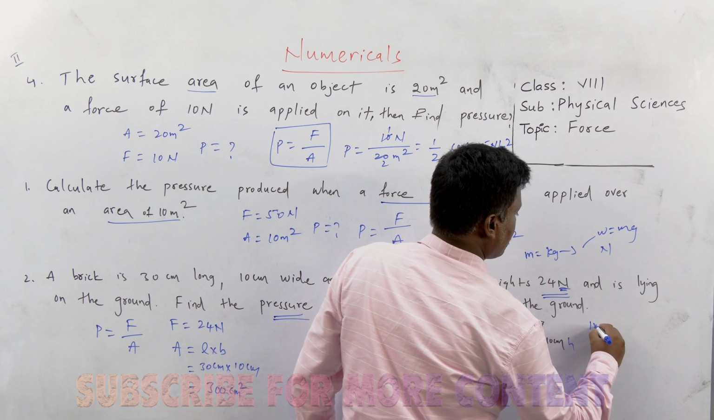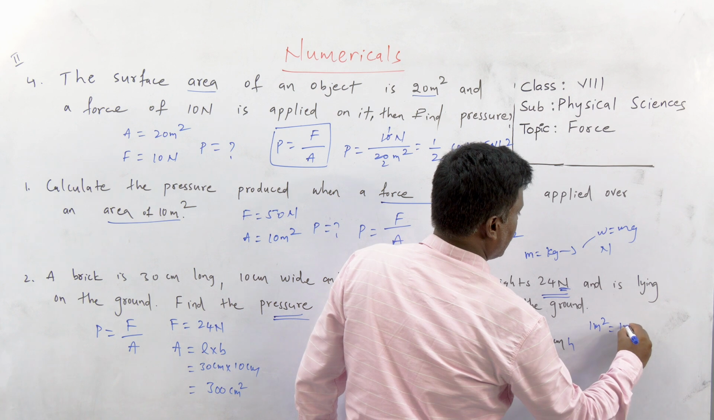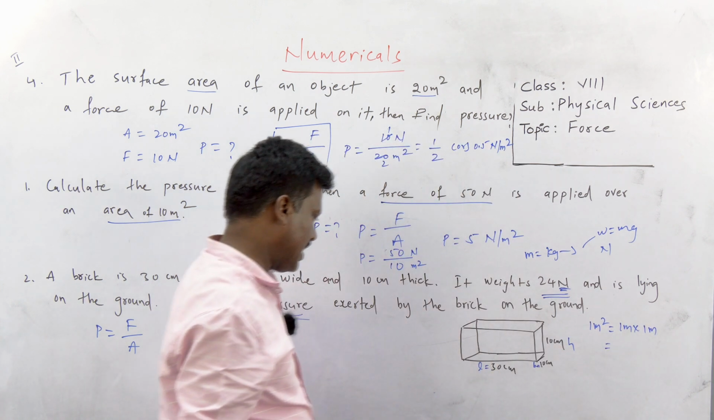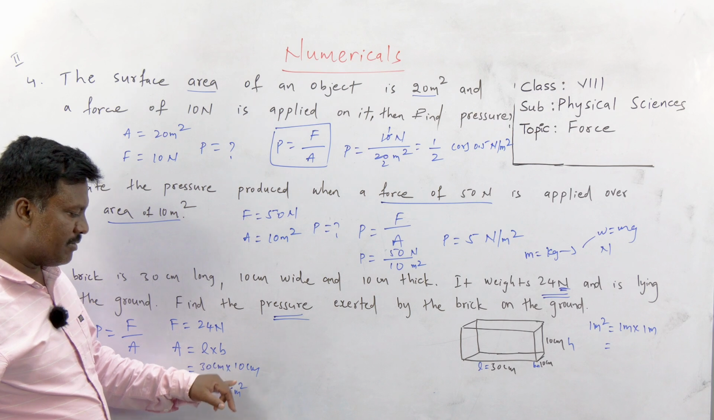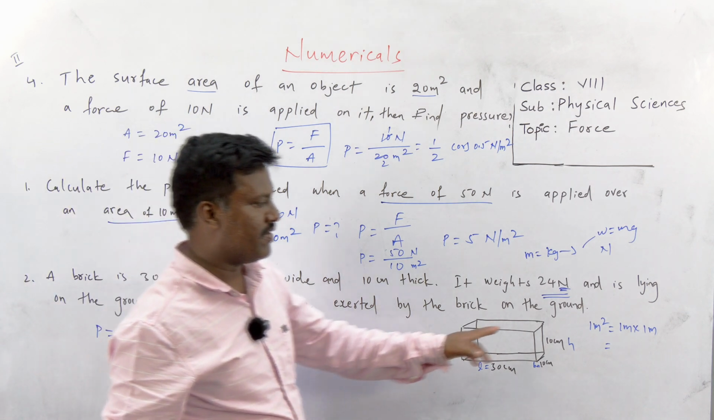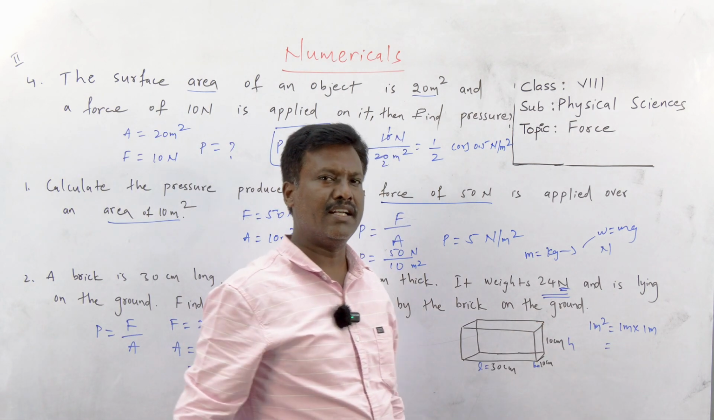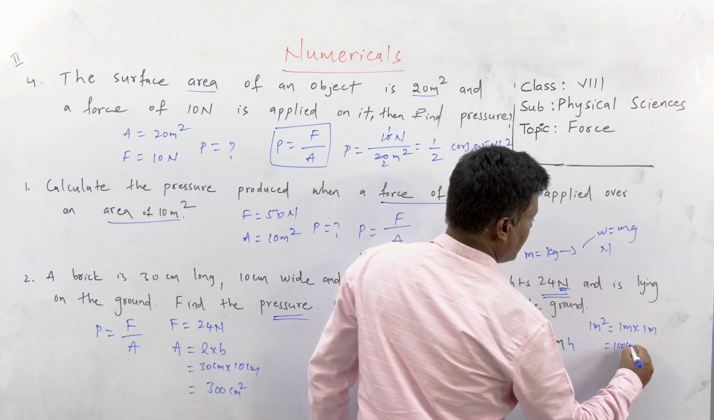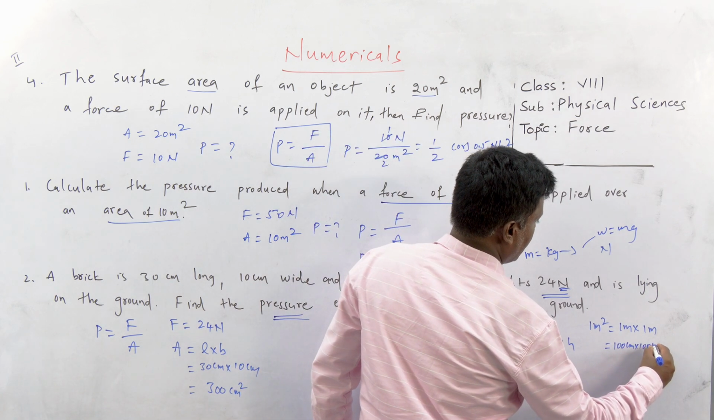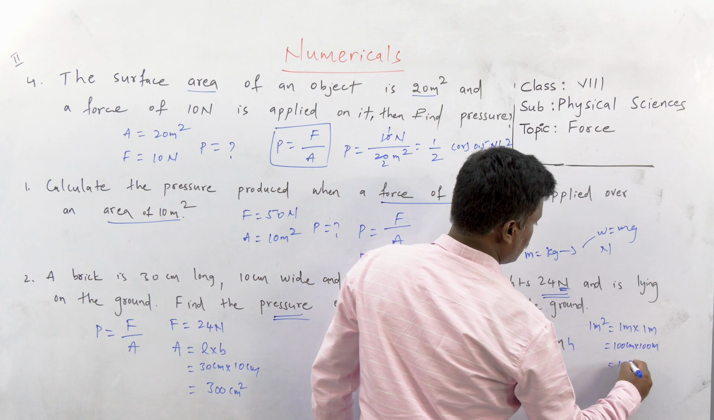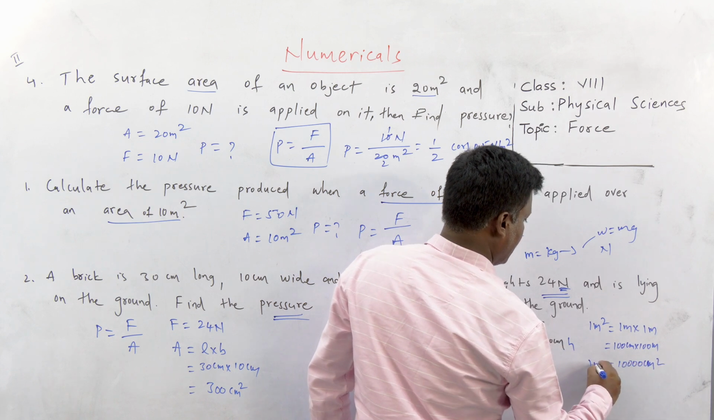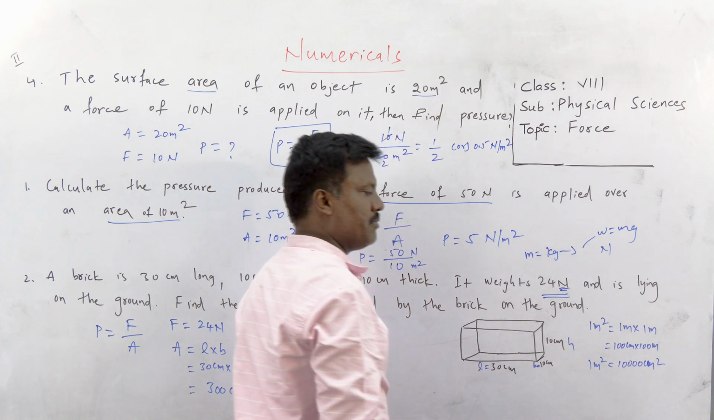So 1 meter square can be written as 1 meter into 1 meter. Now we are understanding the relation between meter and centimeter. So we have to convert these meters into centimeters. 1 meter is equal to 100 centimeters. So 100 centimeters into 100 centimeters. 100 into 100, 10,000 centimeter square. So 1 meter square is equal to 10,000 centimeter square.